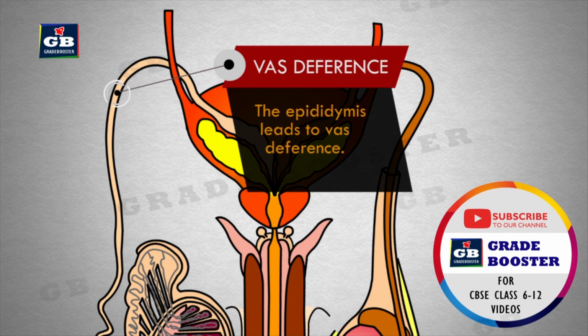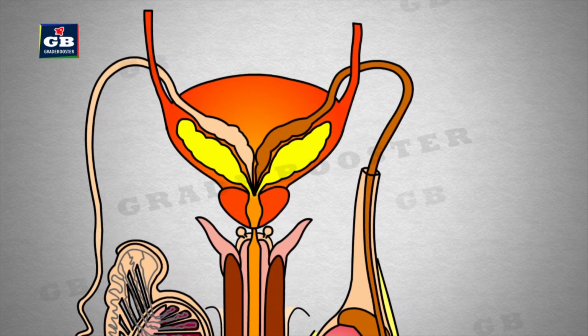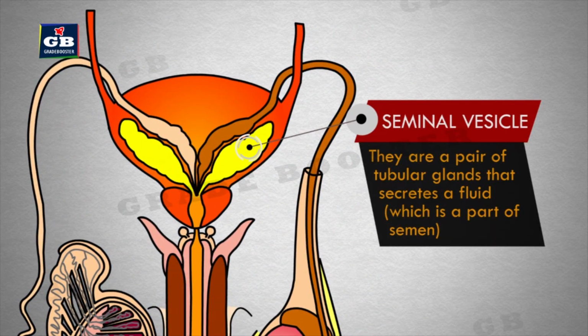Vas deferens. The epididymis leads to vas deferens. The vas deferens ascends to the abdomen and loops over the urinary bladder. Seminal vesicle. They are a pair of tubular glands that secrete a fluid, which is a part of semen.